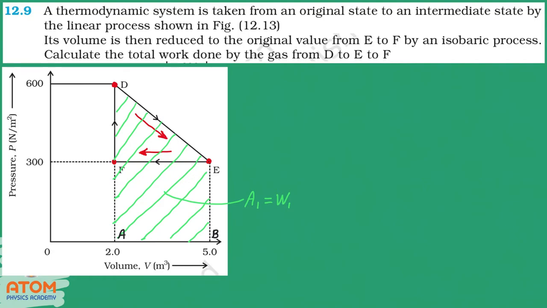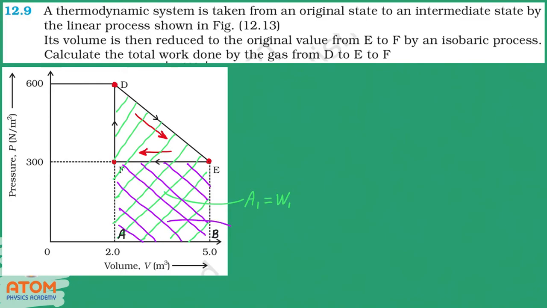Now, when I am talking about the process from E to F, then I have to take the area below the line E to F. Let me show that. Here I am taking this area below the line EF. Here it is.